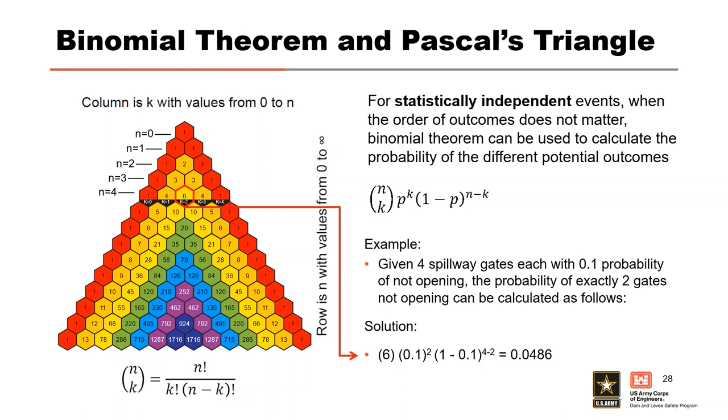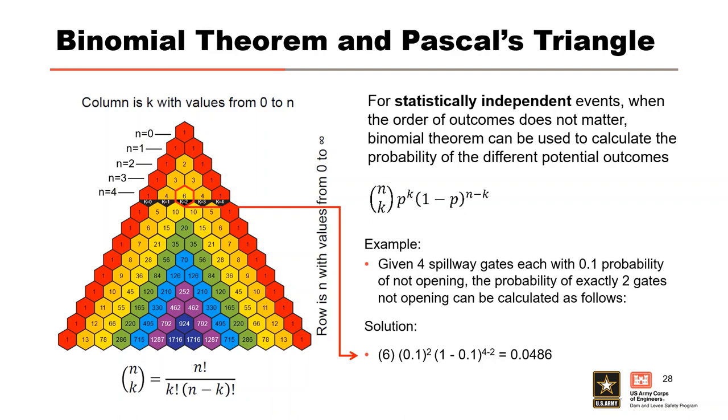Binomial theorem and Pascal's triangle were both covered in best practices, but we're covering them again here because of their applicability to risk assessments on projects with gated structures and the reliability of those gates. When we have statistically independent events for which the order of outcomes does not matter, binomial theorem can be used to calculate the probability of the different potential outcomes. The relationship shown here is helpful when we have assessed the probability of failure of an individual gate, either through structural analysis or a fault tree analysis, that we can then assume to be consistent for each of the spillway gates because they were all constructed the same way and at the same time.